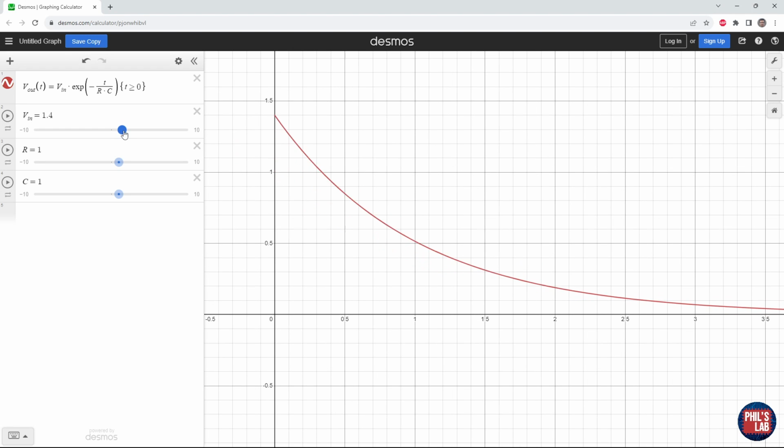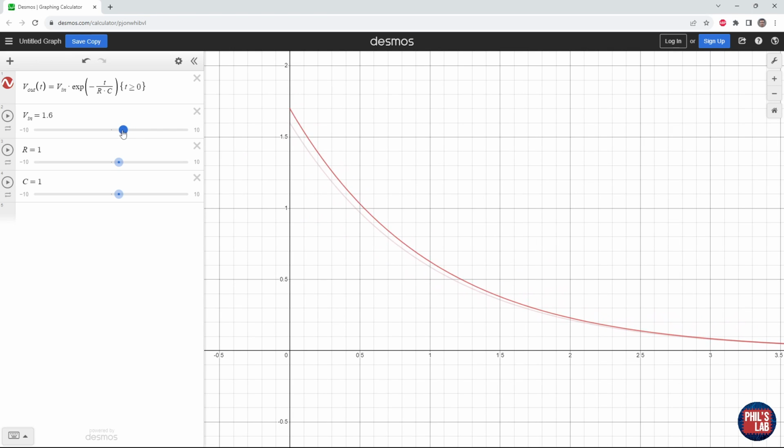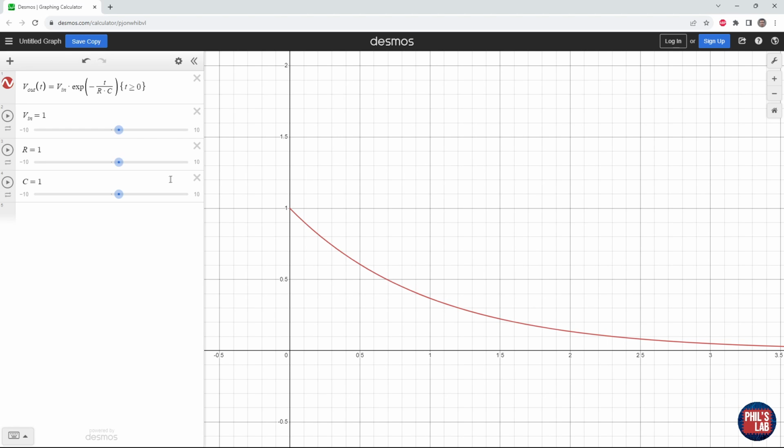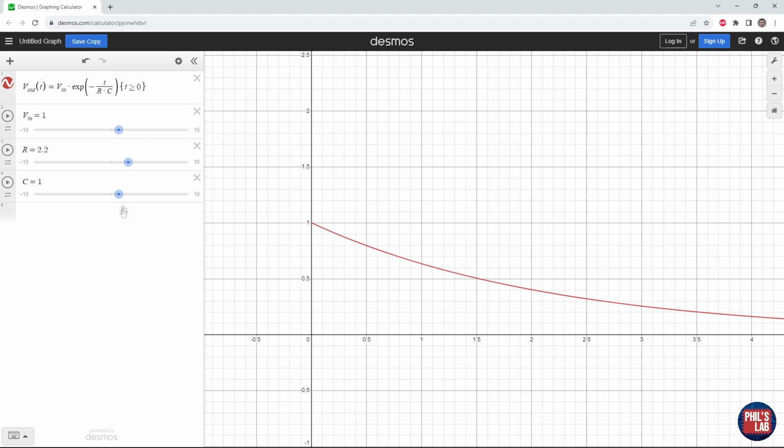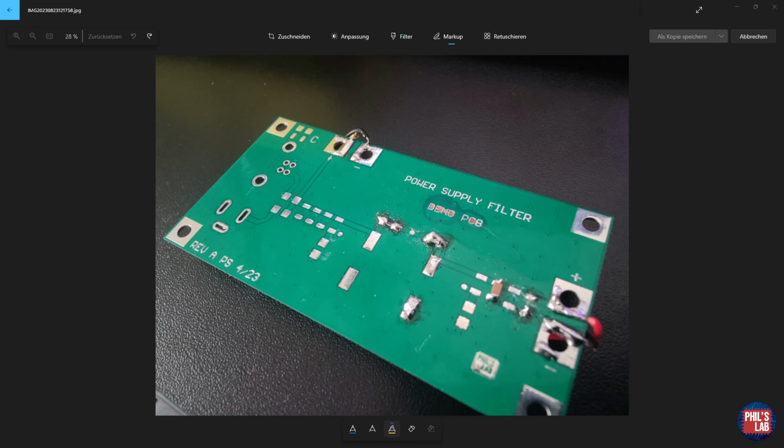If we change the input voltage magnitude, of course we change the output voltage magnitude. But if we change the time constant, this RC time constant, we can change the decay time. So if I increase R, we can see it takes longer to decay. And if I increase C, it takes longer to decay. The multiple R times C gives rise to the time constant and tells us the rate of decay.